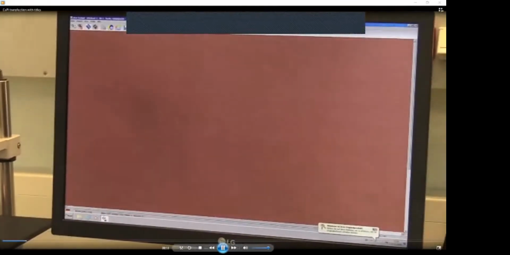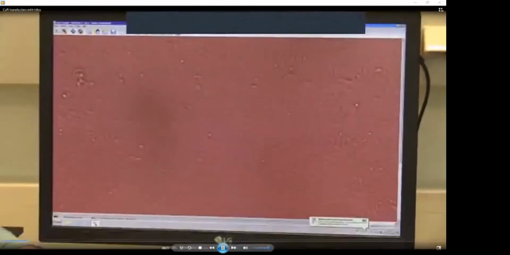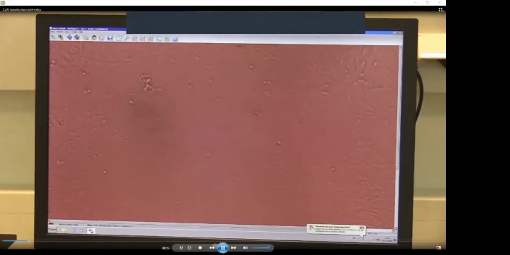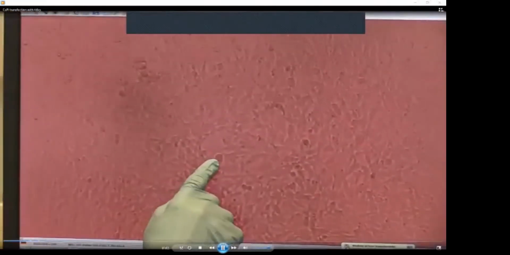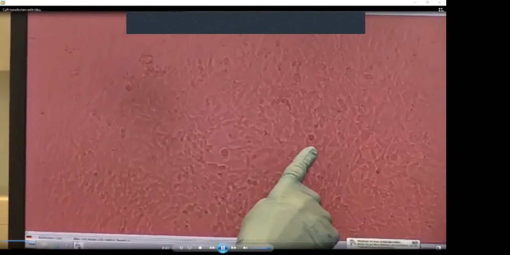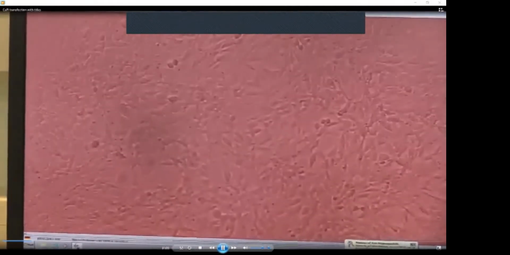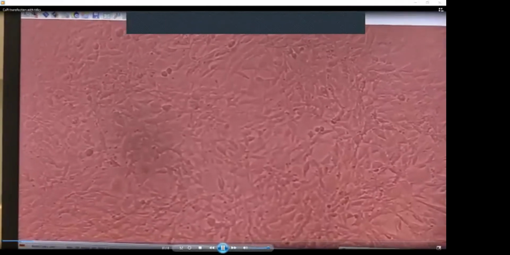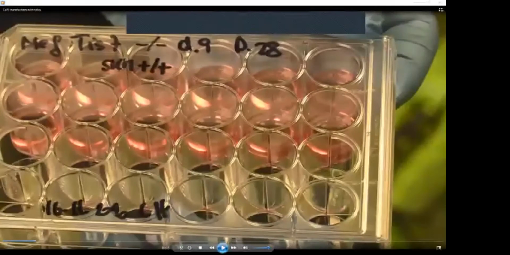Important is also to focus on different parts of the well, so on the center and also on the edge of the well, because what sometimes happens is that they are not evenly distributed. So you see here empty spaces and round cells, not what we really want to see, not the nicely adhered flat cells. So this is the concrete plate, and what you see is the proper labeling.